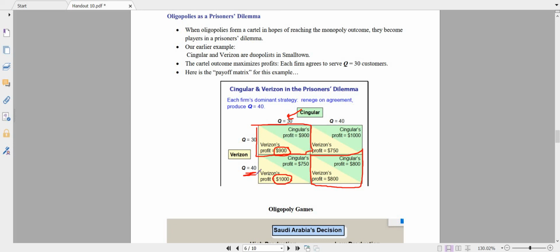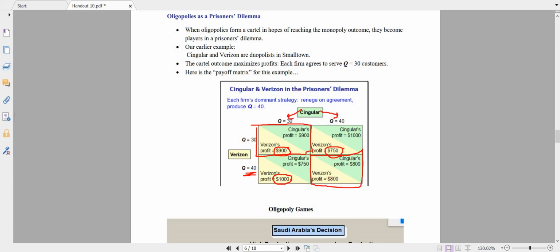Okay, now assume that Singular defects from the agreement and increases its production to 40. What will Verizon do? Again, Verizon is going to compare its payoffs. And where does it get a higher payoff? Again, it's getting a higher payoff when it increases its production to 40. So we have a dominant strategy here. Whatever Singular does, whether it produces 30 units or decides to increase production to 40 units, the best strategy for Verizon is to produce 40.